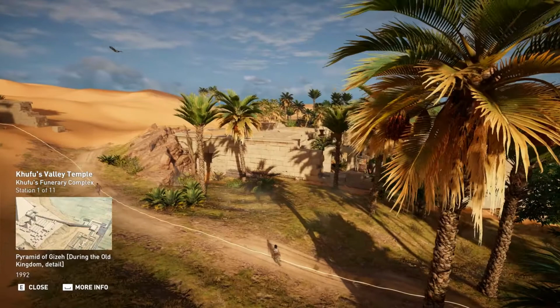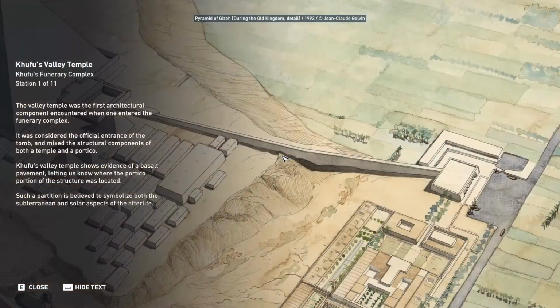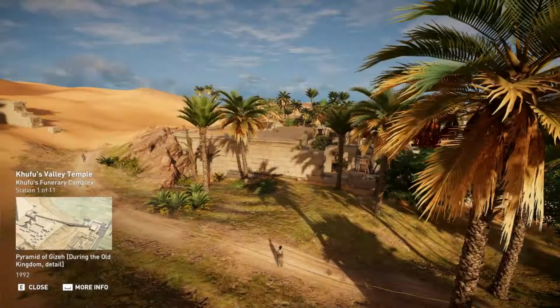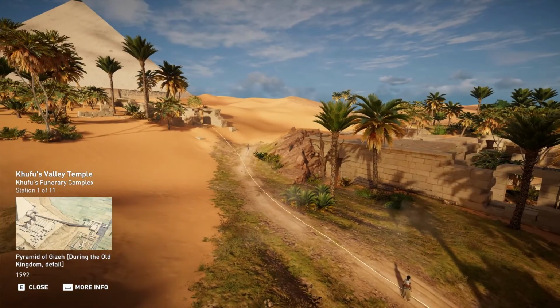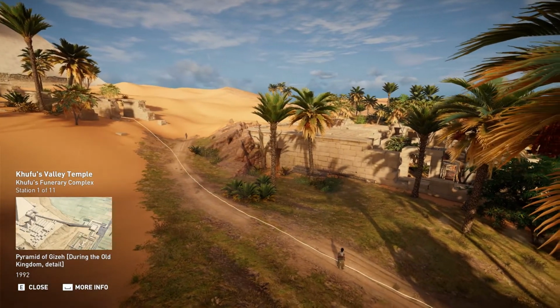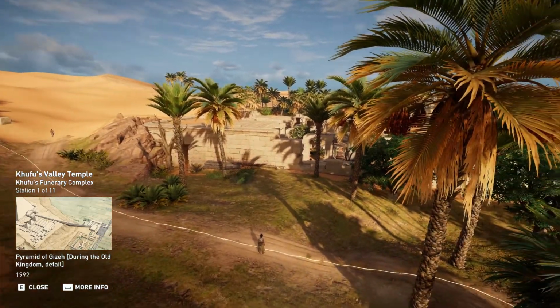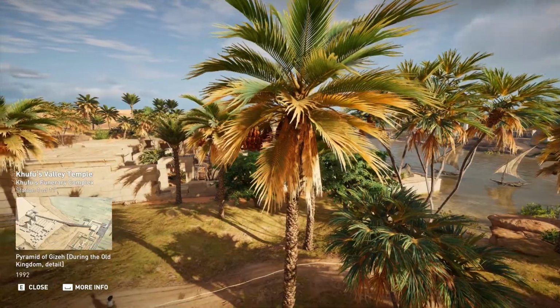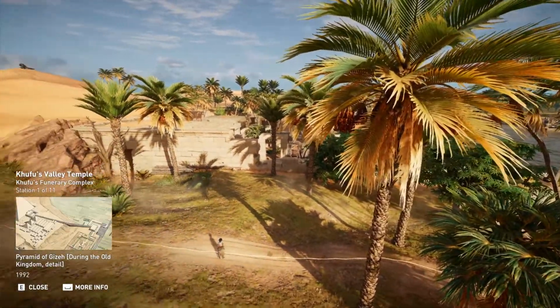The Valley Temple was the first architectural component encountered when one entered the funerary complex. It was considered the official entrance of the tomb and mixed the structural components of both a temple and a portico. Khufu's Valley Temple shows evidence of a basalt pavement, letting us know where the portico portion of the structure was located. Such a partition is believed to symbolize both the subterranean and solar aspects of the afterlife.